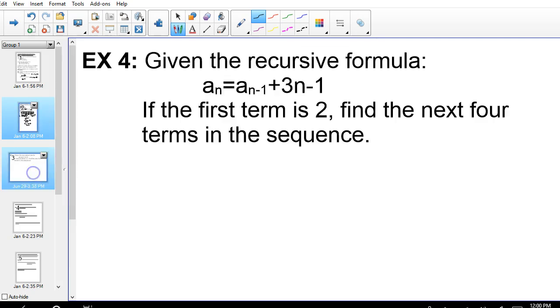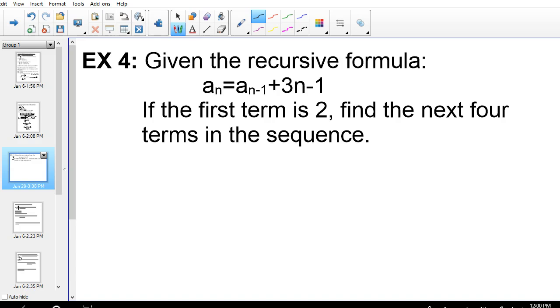What I think you're more likely to see is what's on the next slide. I think they are more likely to give you a problem like this, where you have a sub n equals a sub n minus 1 plus 3n minus 1, and they tell you the first term is 2, find the next 4 terms in the sequence. This is what I think you're more likely to see.